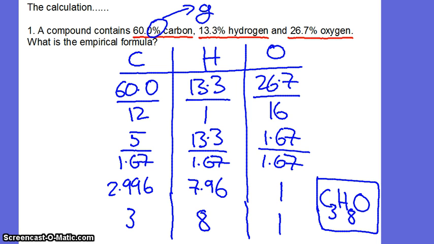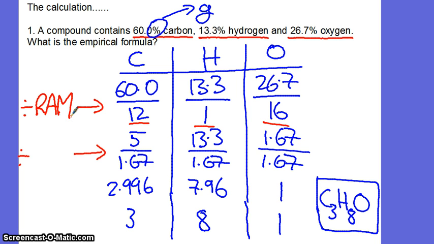Now, before we go on to a second example, I'd just like you to think about what we did at each step. What did we do here? And what did we do here? We did 2 divisions. With the first one, we divided by these numbers here. Where did these numbers come from? Well, these were our relative atomic masses of each element.